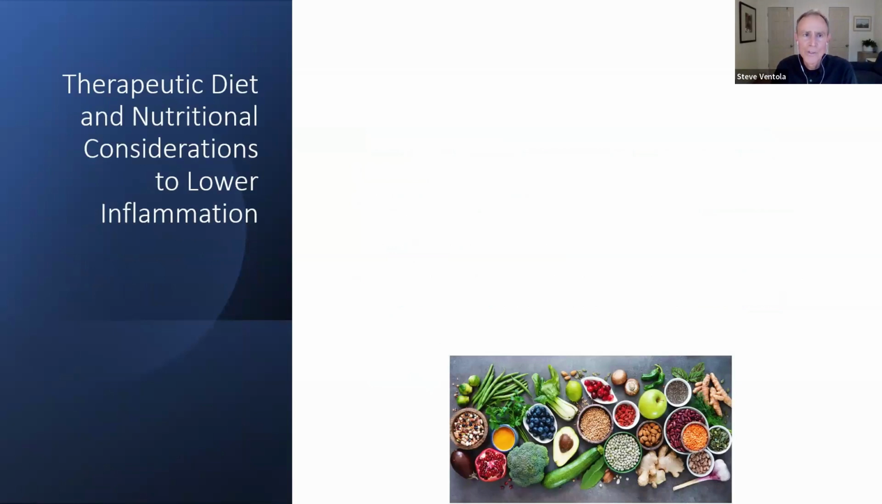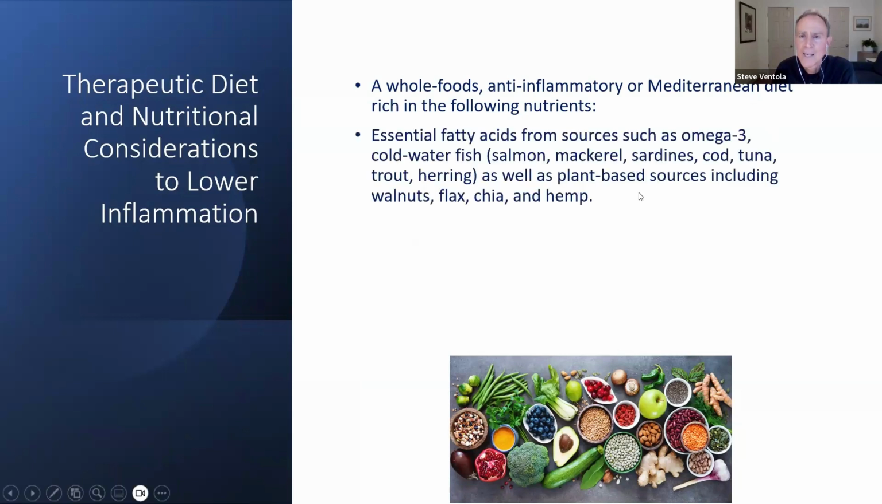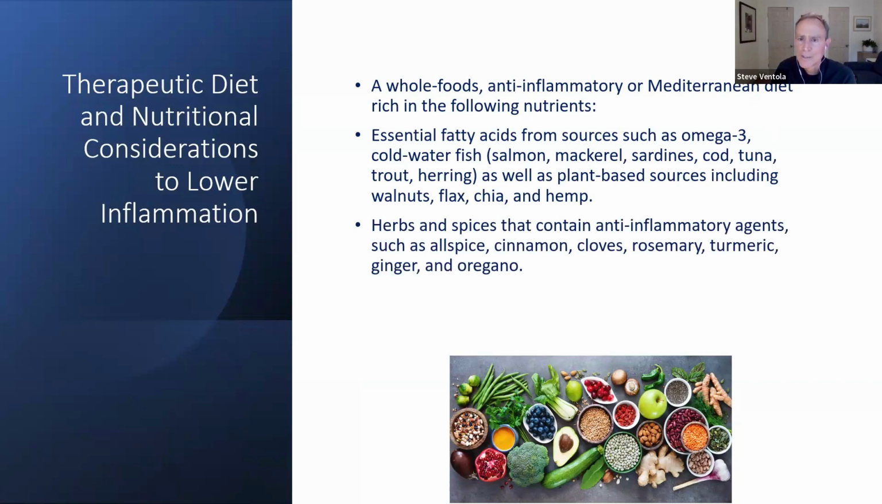Okay. Diet: therapeutic diet and nutritional considerations to lower inflammation. You may have heard of some of these things too, an anti-inflammatory diet or a Mediterranean diet rich in the following nutrients. Essential fatty acids from sources such as omega-3 cold water fish: salmon, mackerel, sardines, cod, tuna, trout, herring, as well as plant-based sources including walnuts, flax, chia seeds, and hemp. Essential fatty acids are anti-inflammatory. Herbs and spices that contain anti-inflammatory agents such as allspice, cinnamon, cloves, rosemary, turmeric, ginger, and oregano are known to be anti-inflammatory. And they also make the food taste better.